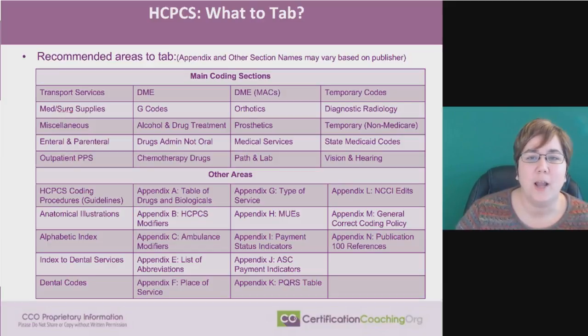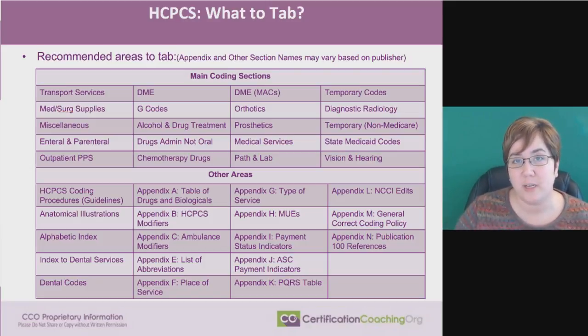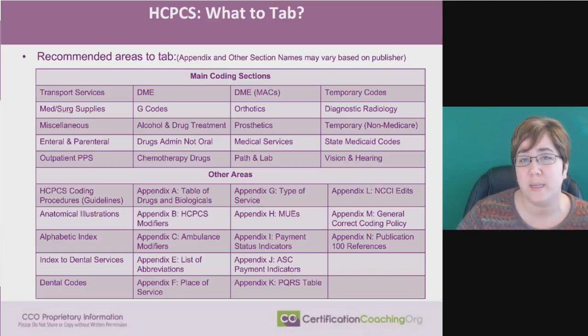HCPCS. I'm not going to read through all of these, don't worry. I would recommend tabbing each section. And depending on the publisher of your HCPCS manual, usually the color of the edges of the pages change each time the section changed to make it a little easier for you to identify. If you don't use your HCPCS manual a lot, maybe you don't want to tab all of the main sections, but you want to tab those that you use most frequently. For purposes of the exam, I would encourage you to tab each one of the sections.